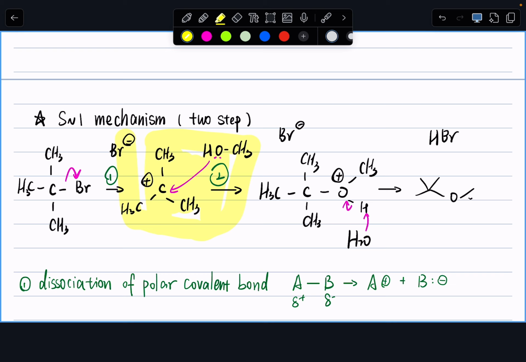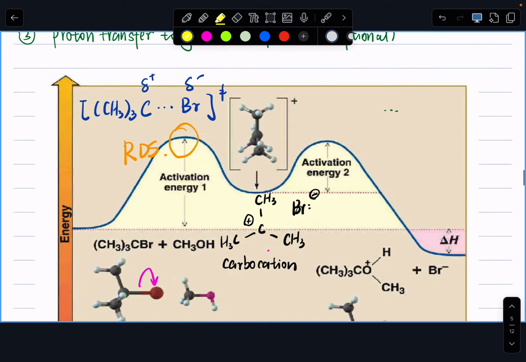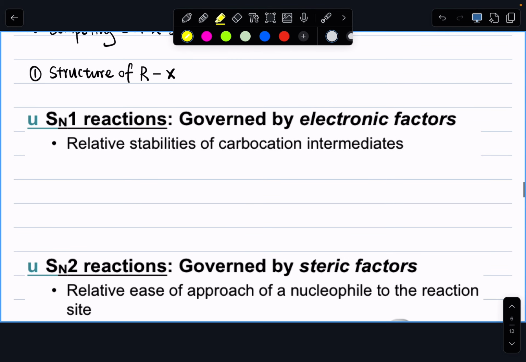And now let's move to the question. Now we know what the SN1 mechanism and SN2 mechanism mean. What are the factors contributing to why, given a known or unknown reaction, you can predict whether or not the reaction proceeds via the SN1 mechanism or SN2 mechanism? Let's look at it one by one.